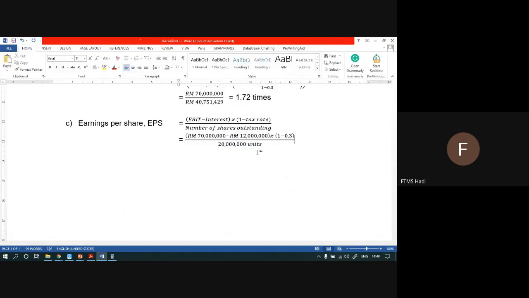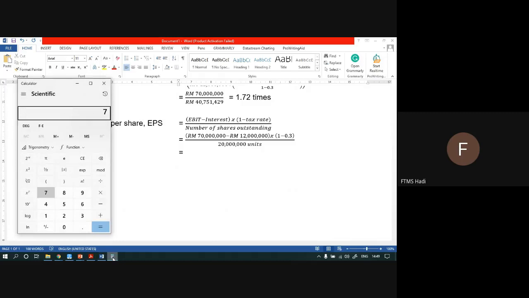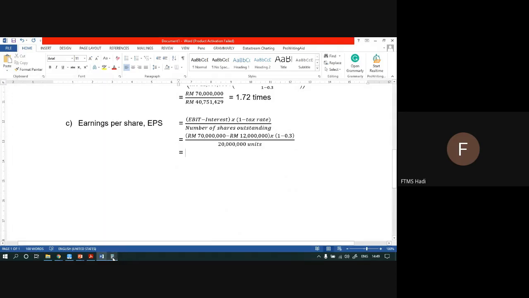Okay, therefore, if you press the calculator, you will get 70 million minus 12 million, and then multiply by 1 minus 0.3, and then divide by 20 million units, and then you will get 2.03. So that is your EPS. That means one share has a profit of 2.03. So that is the first one.